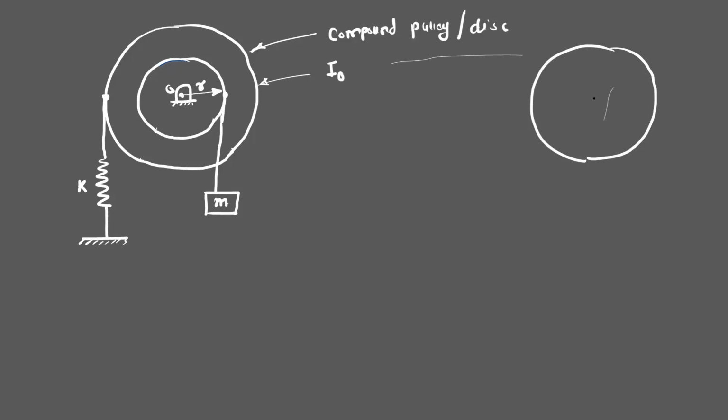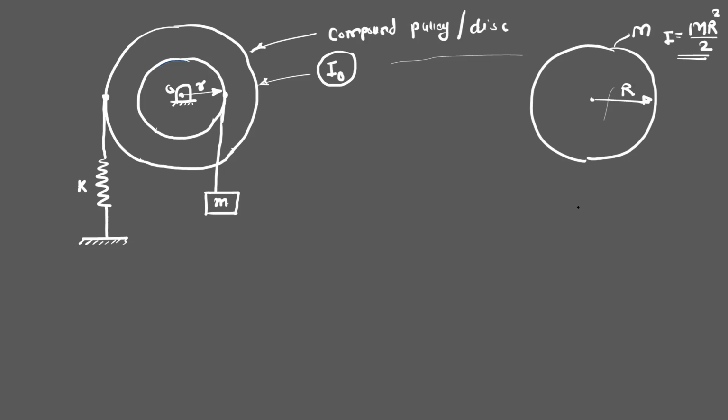Because if the system is a simple system, if you have a disk of radius r and suppose it has the mass m, then by using the standard formula we can find its mass moment of inertia. This is mr squared by 2. But for such a system we don't have the standard formula, so we are just assuming this as I0.